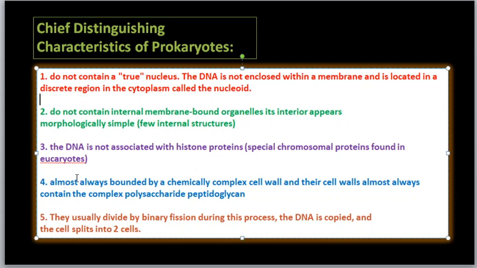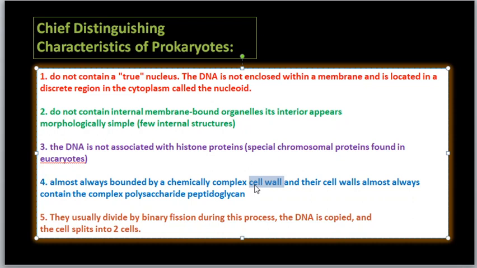Number 4, almost always bounded by a chemically complex cell wall. Okay, so meron siyang cell wall just like your plants, diba? The difference between your animal cell and your plant cell is that your plant cell contains or is bounded by a cell wall, diba? A rigid type of protecting wall, okay? While the animal cells, they do not contain cell wall.